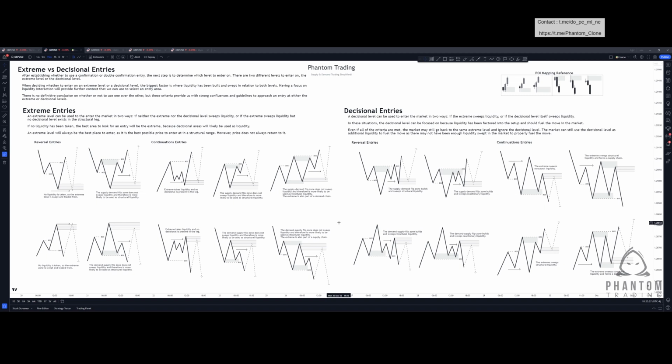Even if all the criteria are met, the market may still go back to the extreme level and ignore the decisional level. The market can still use the decisional level as additional liquidity to fuel the move, as there may not have been enough liquidity swept in the market to properly fuel the move.